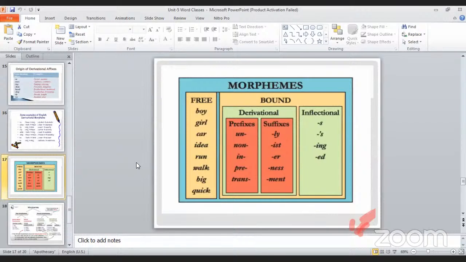I want you all to open your reader. I'll stop sharing this, I'll share the PPT again. I want you all to open your reader. Am I visible? Yes, madam. Now, can you just open your reader? Unit 5, page number 84.